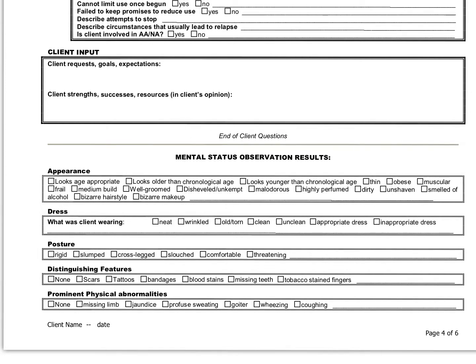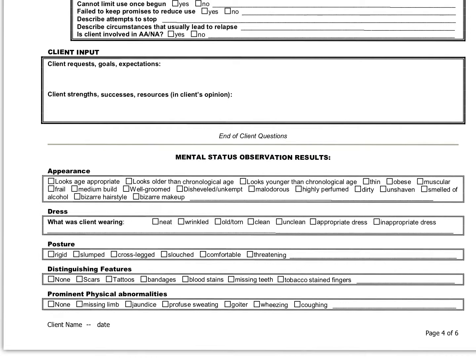So under appearance, I'm looking to see, do they look age appropriate? Do they look older than perhaps what they are? Do they look younger? This can speak to certain elements related to who they are. Maybe it could be drug use, who knows.